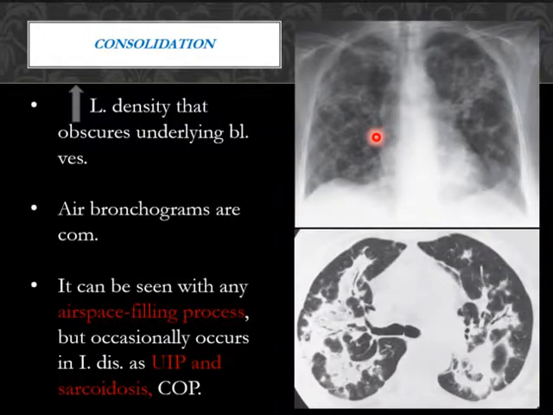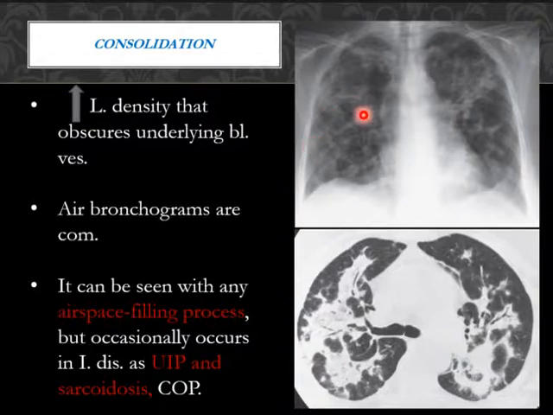Consolidation is an increase in the density, but it differs from ground glass opacity in that the underlying normal structure cannot be seen. In ground glass opacity there is no air bronchogram, but in the case of consolidation, air bronchograms are common. Consolidation can be seen in any airspace filling process, pneumonia and any other disease, but sometimes diffuse lung disease can present with consolidation, like in usual interstitial pneumonitis, sarcoidosis, and cryptogenic organizing pneumonia. This is a case of cryptogenic organizing pneumonia.